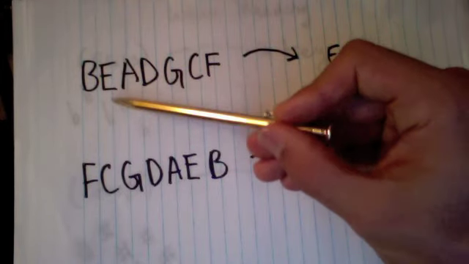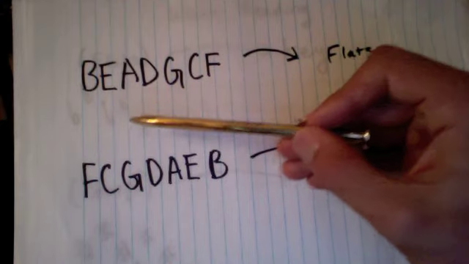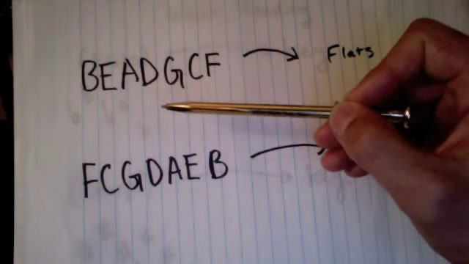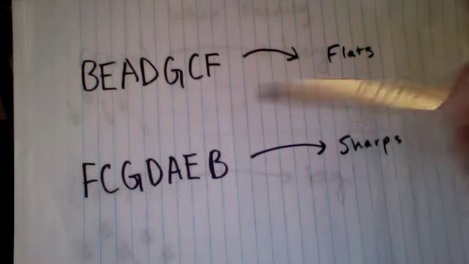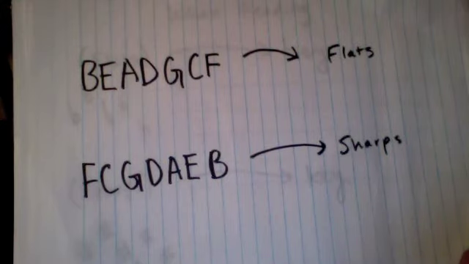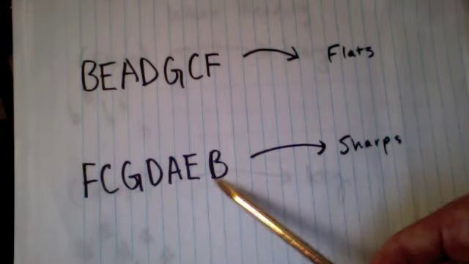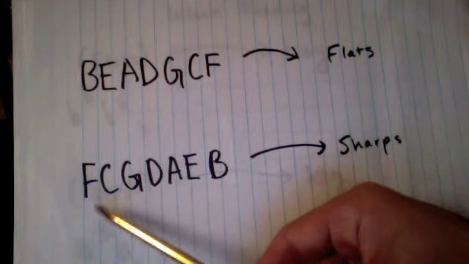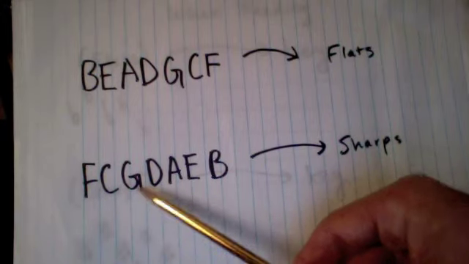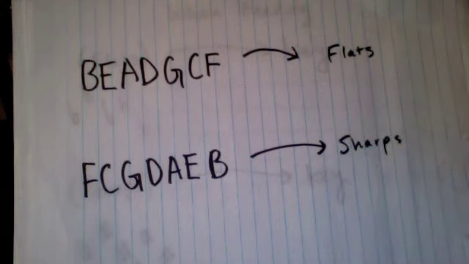Now let's say you had 7 flats, B, E, A, D, G, C, F were all flat. Then C flat would be your key. And that's where you would start building your scale from. For sharps, you look at this series, F, C, G, D, A, E, B, and you find the last sharp and you raise it a half step, and that will give you the key.